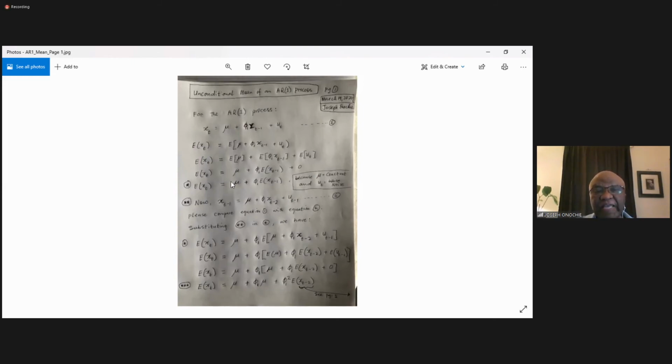Now, if this is a zero mean AR1 process, then this thing here will be zero. This term will be zero. And then the average will be just equal to this term.